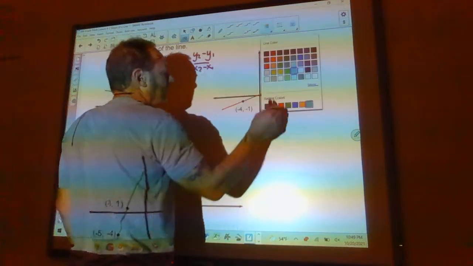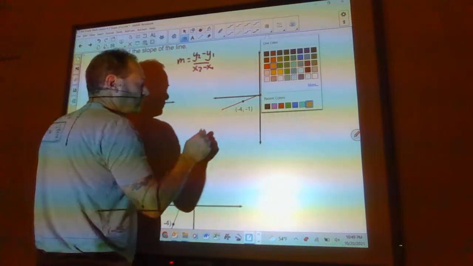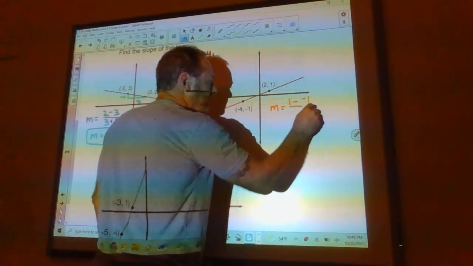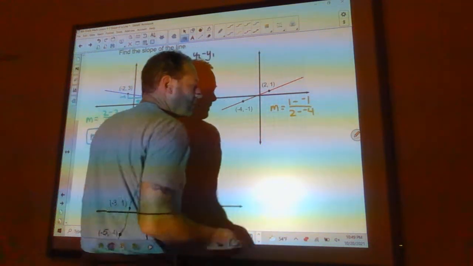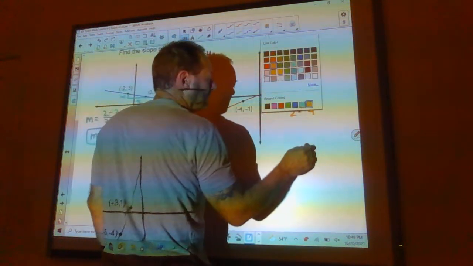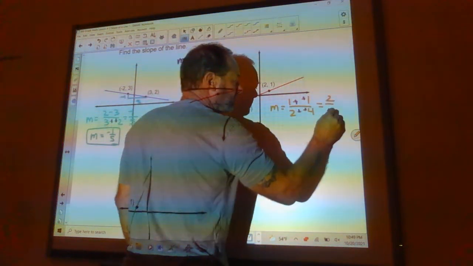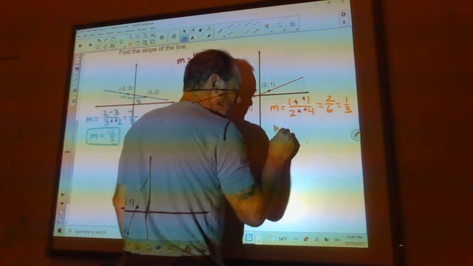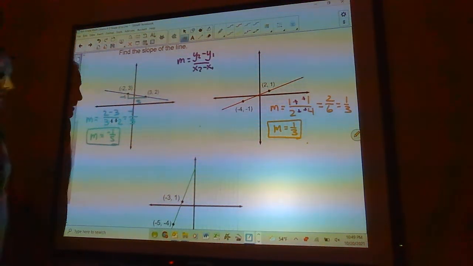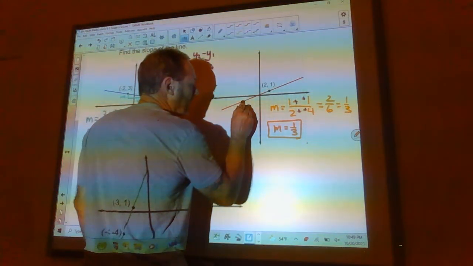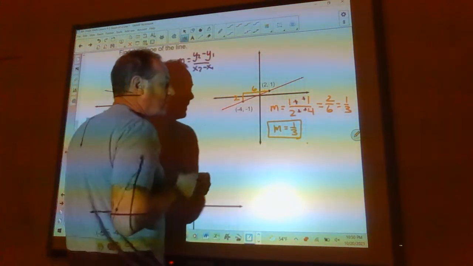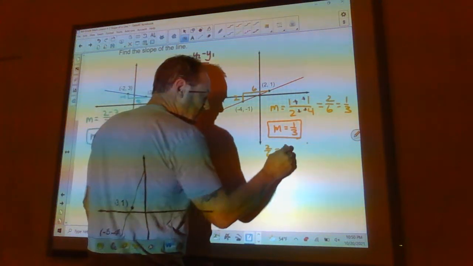Okay, let's look at this one here. The slope is going to be 1 minus negative 1 over 2 minus negative 4. And again, both these are going to cancel just like this. And then I'm going to get 1 plus 1 is 2, and 2 plus 4 is 6, and that reduces to 1/3. So the slope is 1/3. Okay, now if I check this, it rises 2 and runs 2, 4, 6. And if I make a fraction of that, 2/6 reduces to 1/3.